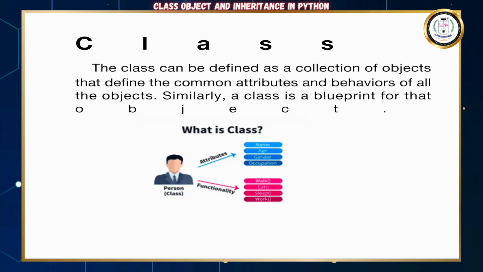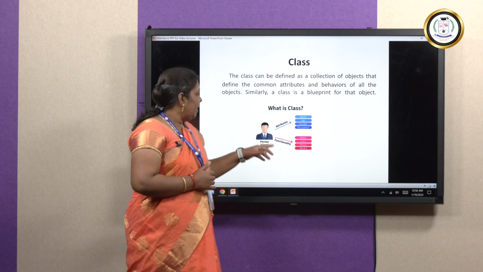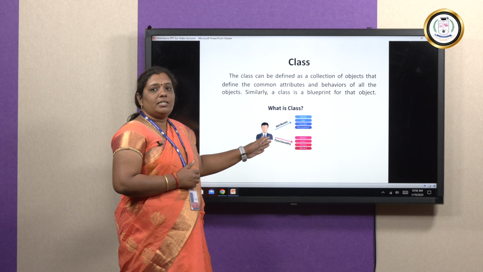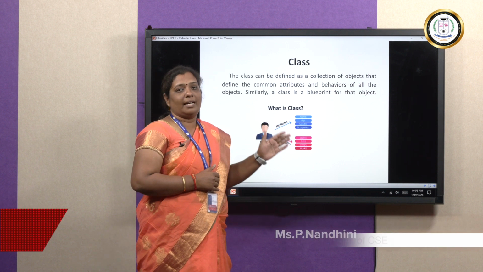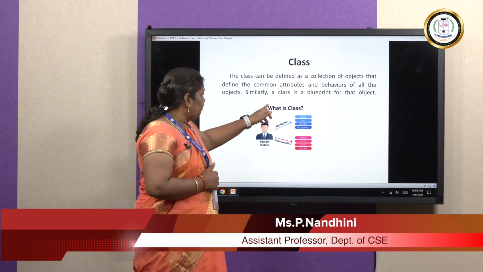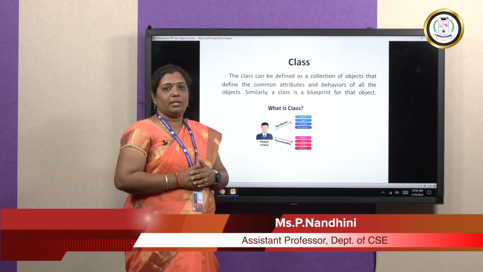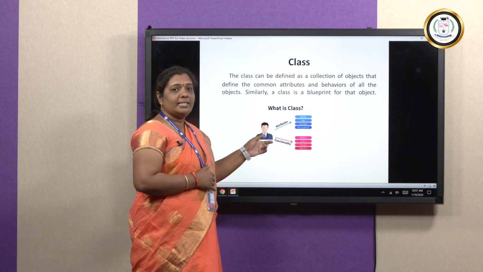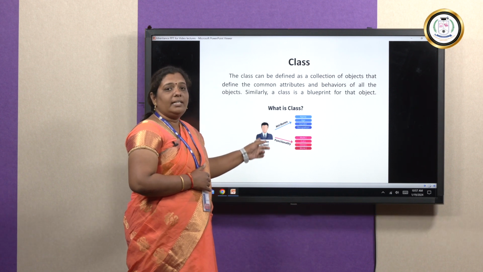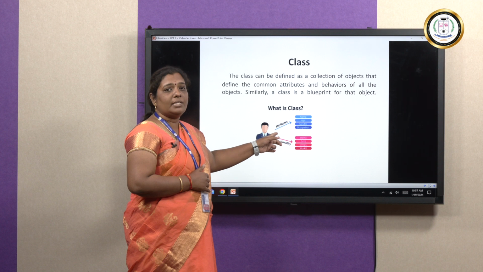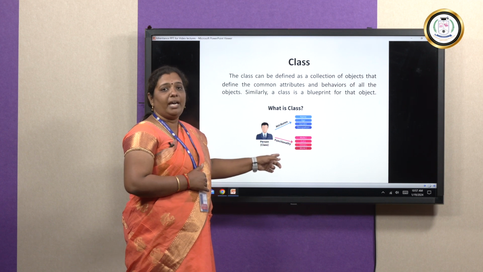A class is a collection of objects. The class contains data and functions in it. The data means the attributes and functions means the behavior of the class. Next, the class is a blueprint of the object. So for example, a person is a class. The person contains data which means attributes and then functions which means behavior in it.